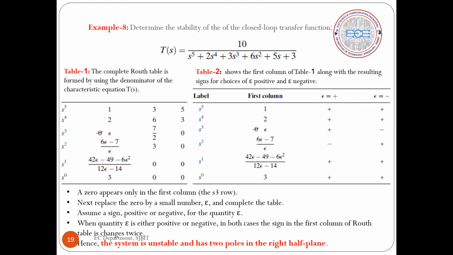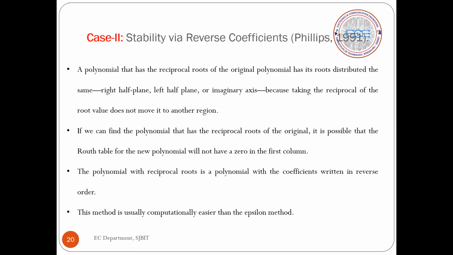So the system is unstable. The question is answered because we have to comment on the stability of the system. We found that the system is unstable, with two roots to the right of the S plane. And additional information we have learned here is you can assume epsilon to be a very small positive value or a very small negative value. Stability is not getting affected.